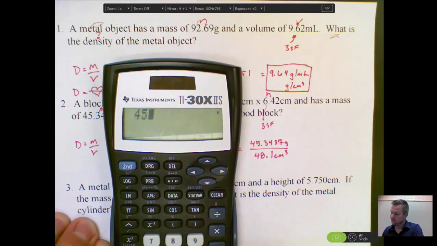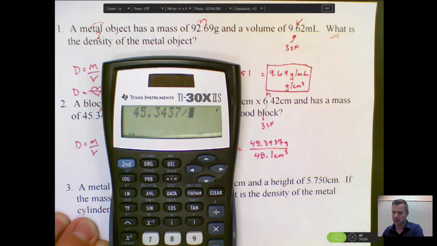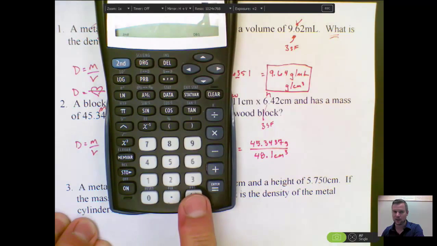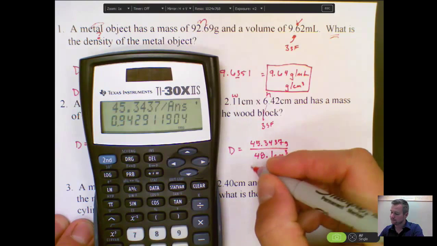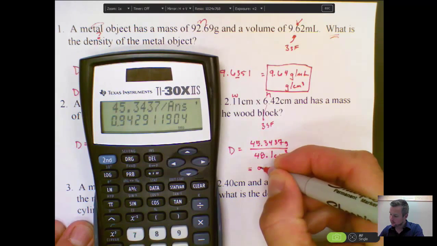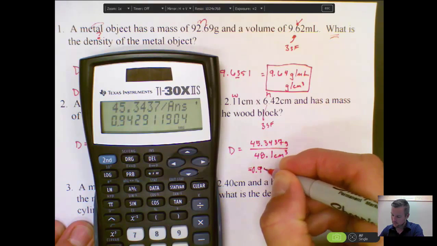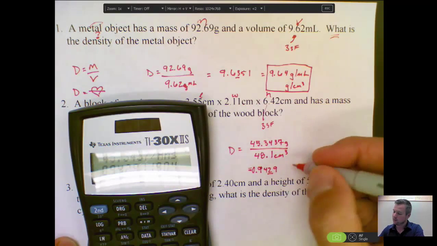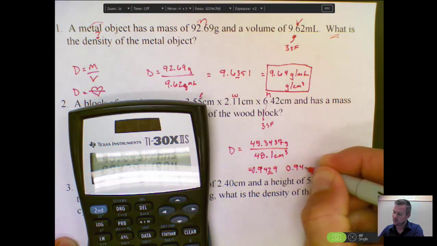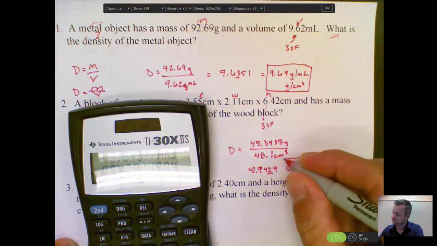So 45.3437 divided by, and I want my answer, so I'm going to hit my second key and then the A and S, which is down by the minus. You'll see on the screen it says answer. Now I'm going to get 0.9429. We had 3 sig figs from up in here, which gives me 0.943 grams per centimeter cubed. Box that answer.